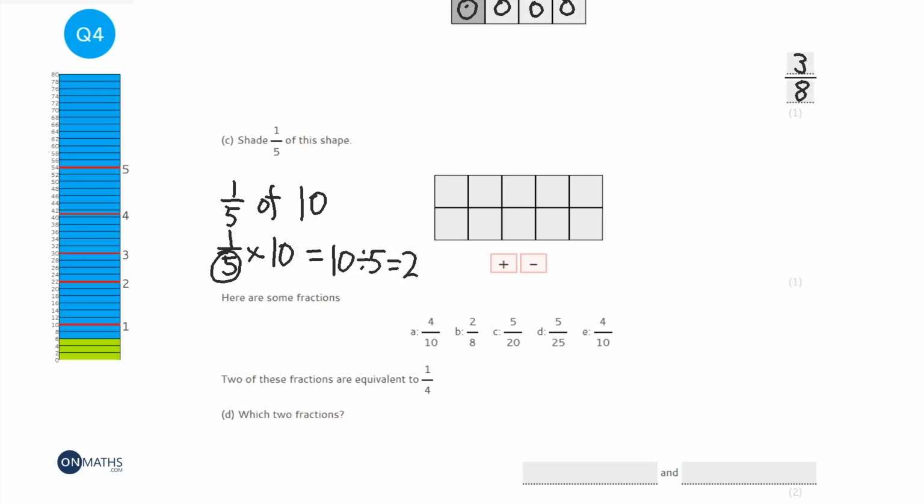A different way of thinking about this question is if you cut this shape up into 5 equal sections, those sections, the green sections, become a fifth. So if we want to shade 1/5, we just want to shade in one of those sections. And actually that's the amount of squares that our calculation just worked out. So it should be 2 squares. Now, it doesn't have to be the 2 squares that I've shaded. As long as you've shaded in 2 squares, then you've answered the question.